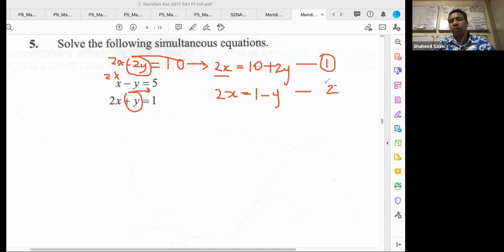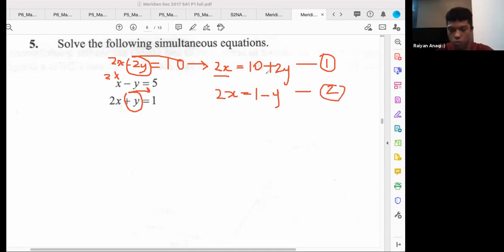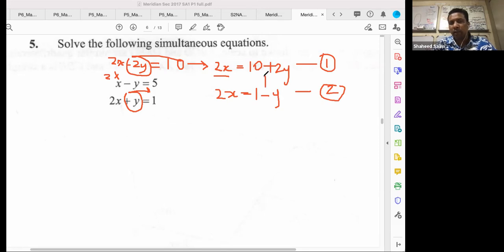Now, can you see now? Down here, 2x is equals to this. 2x is also equal to this. That means these two must be equal. Because 2x is this, 2x is this. Therefore, 1 minus y is equals to 10 plus 2y. Can you see now? Ryan can see now? 2x is equals to this, 2x is equals to this. So these two must be the same.